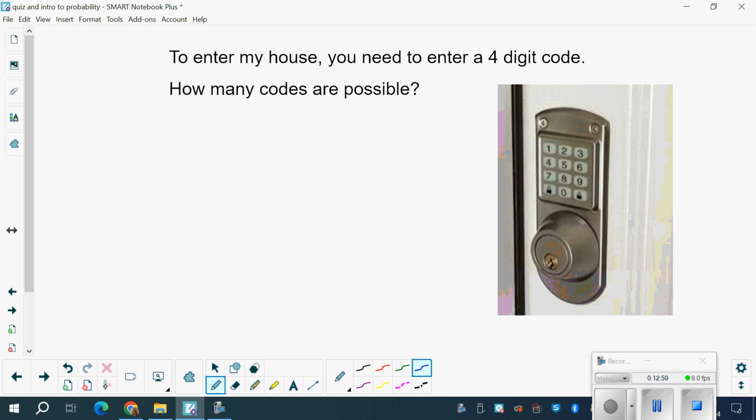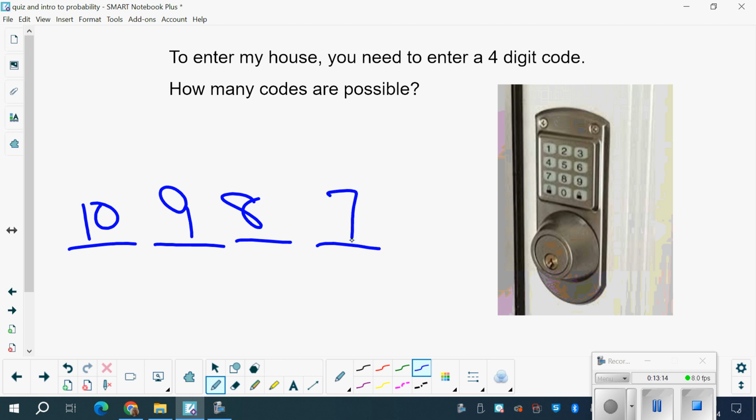Owen, talk to me. 10 for the first one. The next one, why is it 9, Owen, and you are right? Yeah, because I took one of them out. So I'm down to 9. And my next one, I've taken 2 of them out. I'm down to 8. My last one, I'm down to 7.